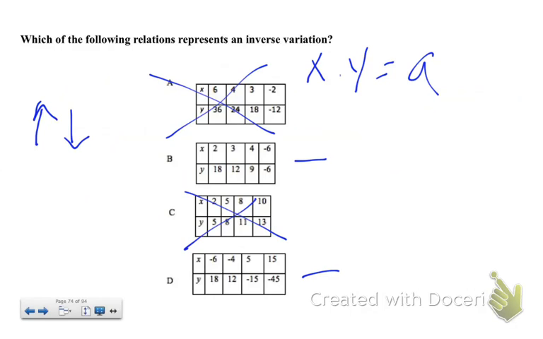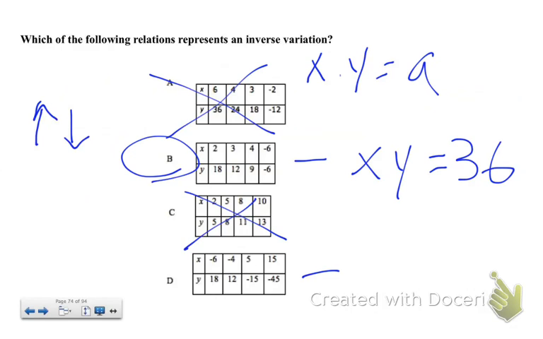Well, for B, 2 times 18 is 36, 3 times 12 is 36, 4 times 9 is 36, and negative 6 times negative 6 is 36. So that is inverse variation. And just to make sure, you can multiply the ones in letter D, and you'll see that they don't equal the same number every time.